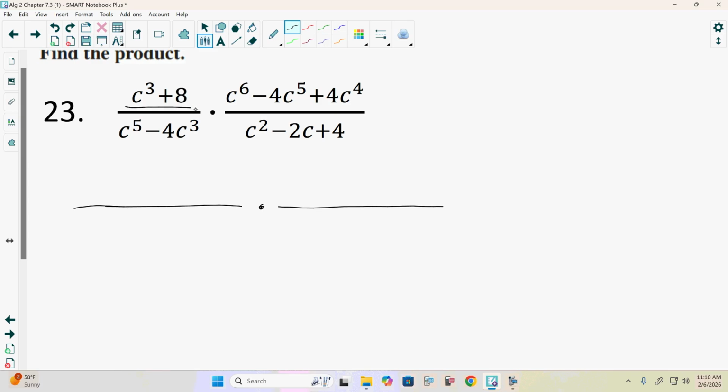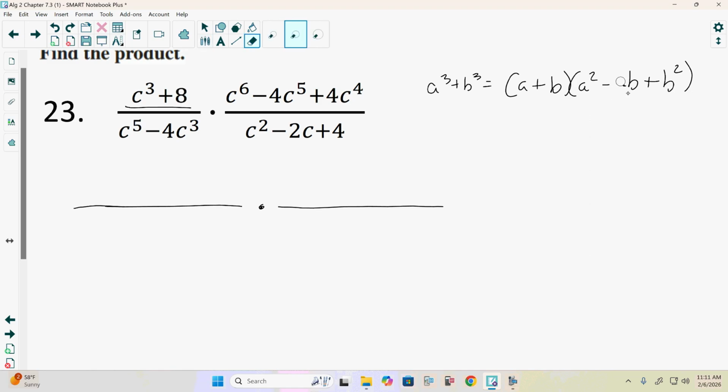c cubed plus 8 cubed. This is our a cubed plus b cubed. You don't necessarily have to write that. That factors to a plus b times a squared minus ab plus b squared.